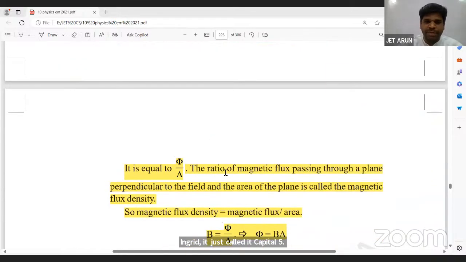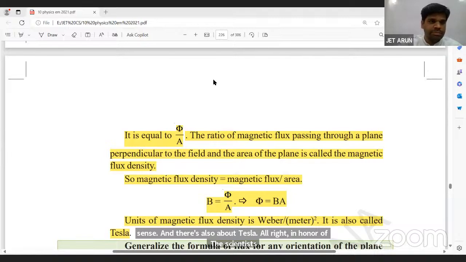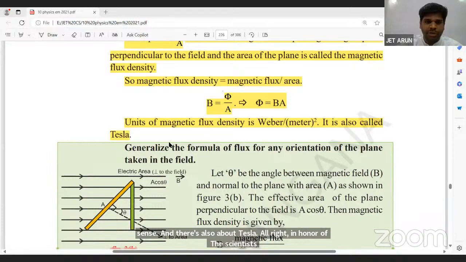Now let's do it mathematically. Let's look at the treatment which is mathematical. B is equal to phi by A. So units of magnetic flux density is Weber per meter square. Phi is in Webers, area is in meter square. So that's Weber per meter square. Makes sense. And this is also called Tesla, in honor of the scientist Nikola Tesla.